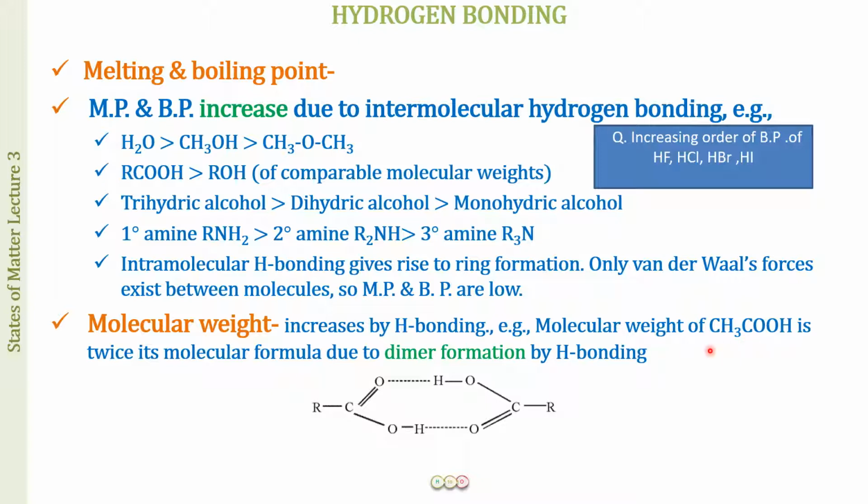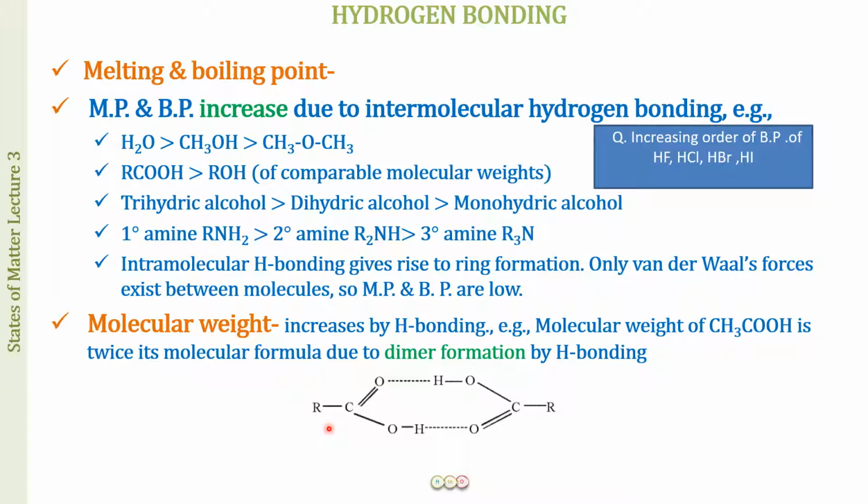It is going to be the sum total of the atomic weights of these atoms over here, right? But what we find is that the molecular weight comes out to be twice as we calculate it from the molecular formula. Why is it so? It is because of a dimer formation taking place due to hydrogen bonding.